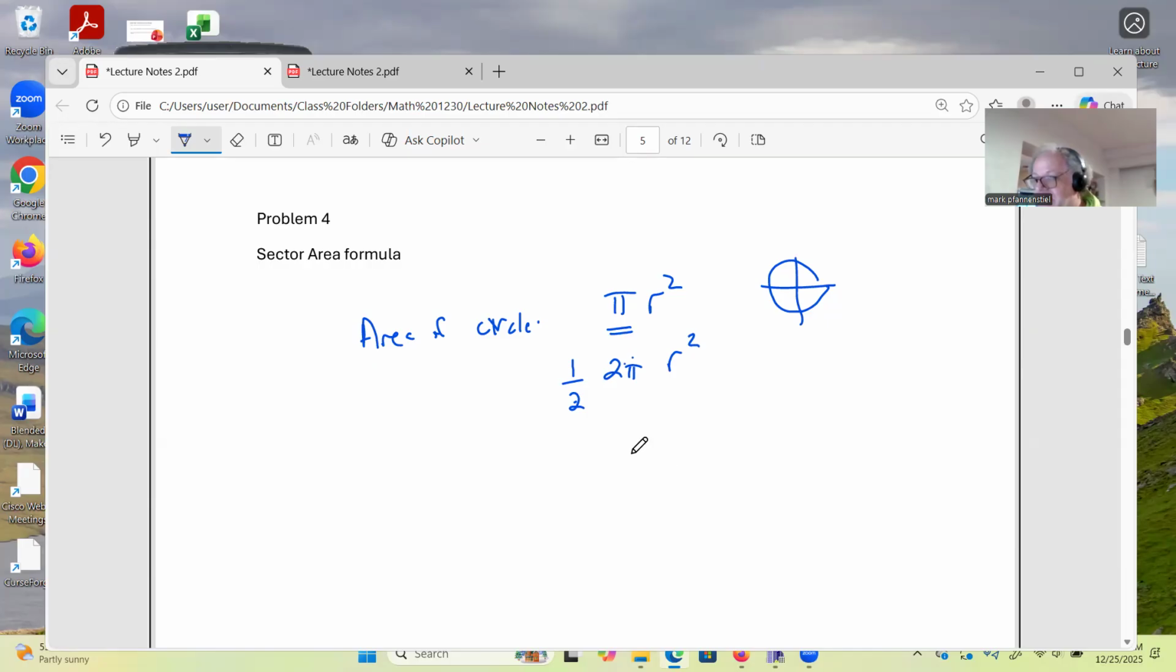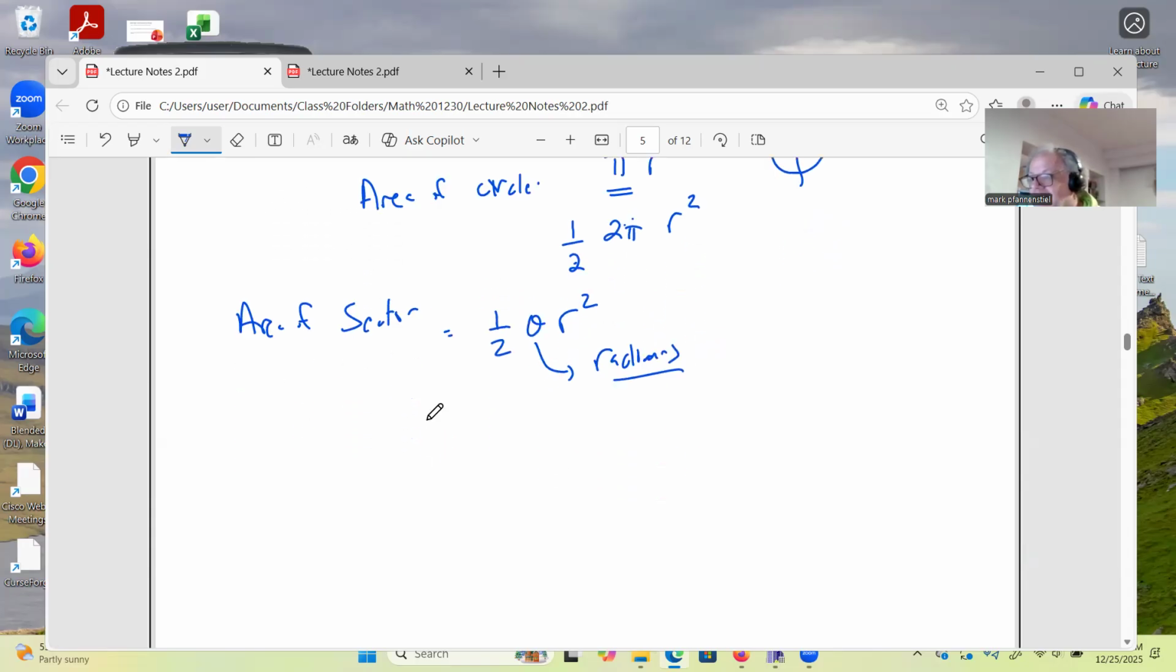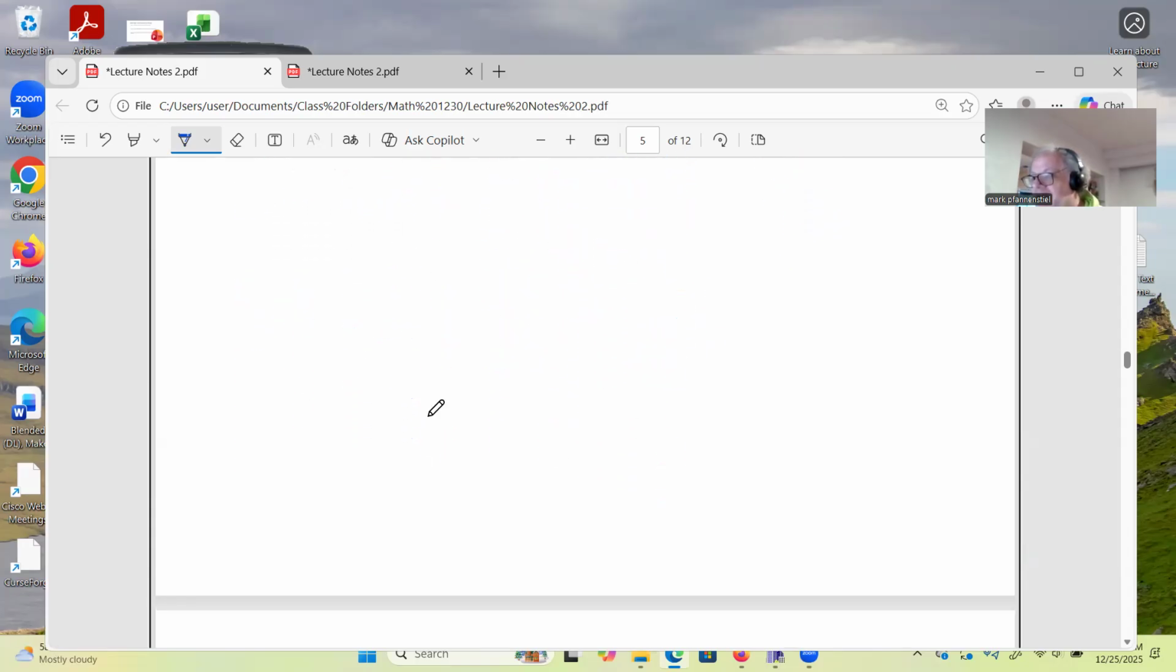That is exactly the area of a sector. So the area of a sector is equal to 1/2 theta r squared, instead of 2 pi. We're going to say theta because that's the angle we're going to go through. Again, provided theta is in radians. This must be in radians, otherwise this whole formula doesn't work. All right, and that's kind of what we're doing with this thing.